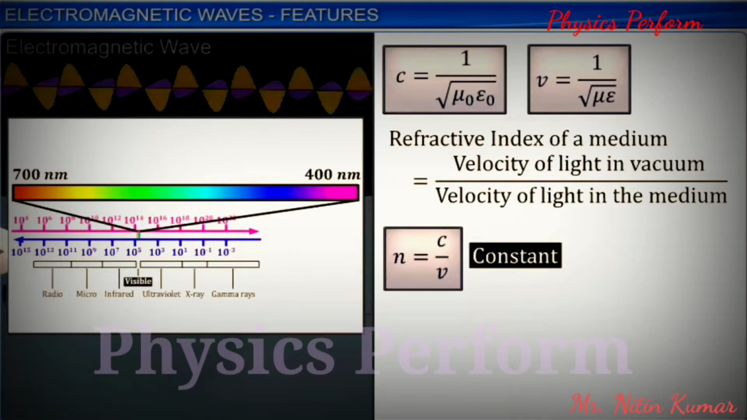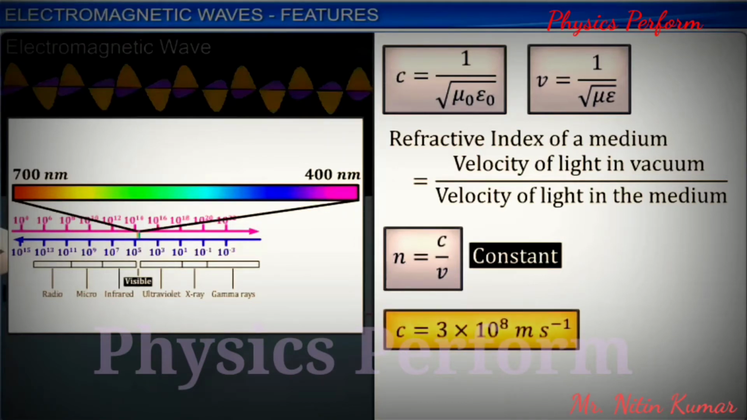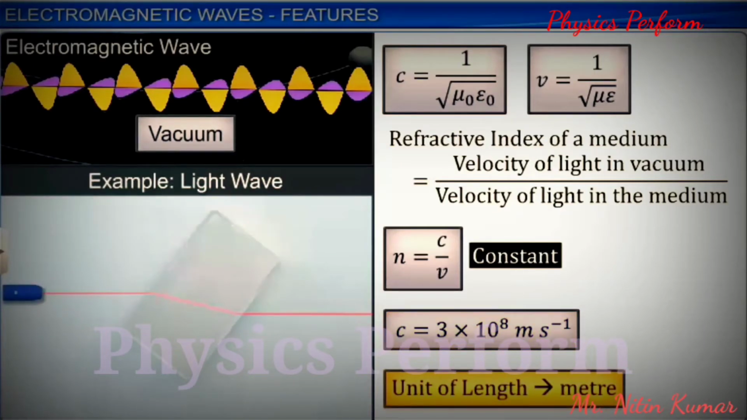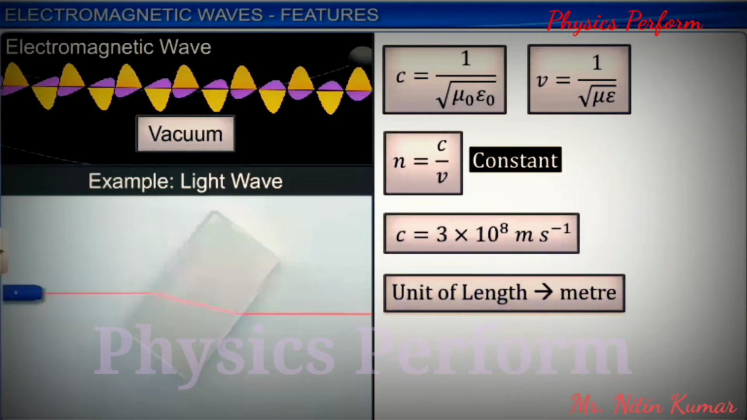Since the velocity of light is a constant, it is used to define the standard unit of length, that is meter. 1 meter is defined as the distance travelled by light in vacuum in a time interval of 1 by c seconds, where c is the velocity of light in vacuum.